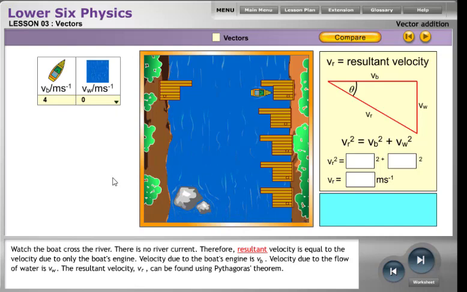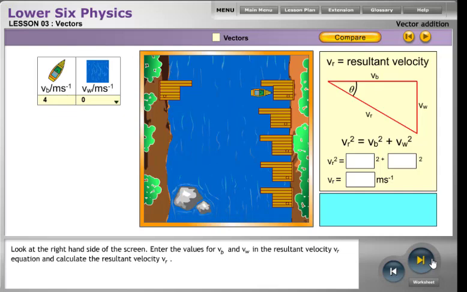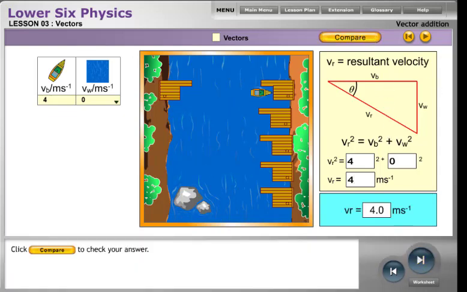Velocity due to the boat's engine is Vb. Velocity due to the flow of water is Vw. The resultant velocity Vr can be found using Pythagoras' theorem. Look at the right-hand side of the screen. Enter the values for Vb and Vw in the resultant velocity Vr equation and calculate the resultant velocity Vr. Click Compare to check your answer.